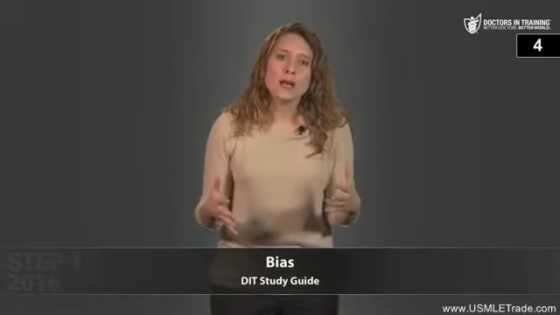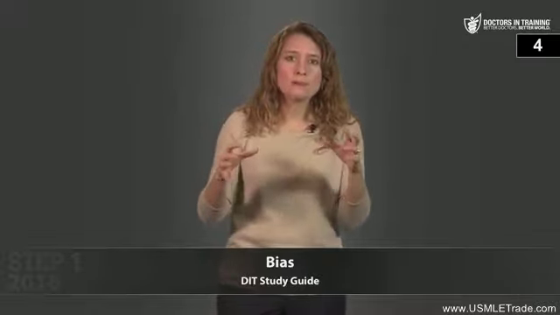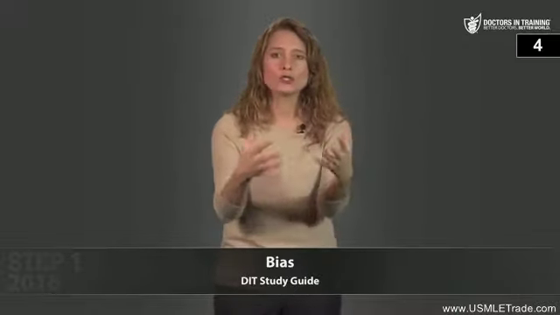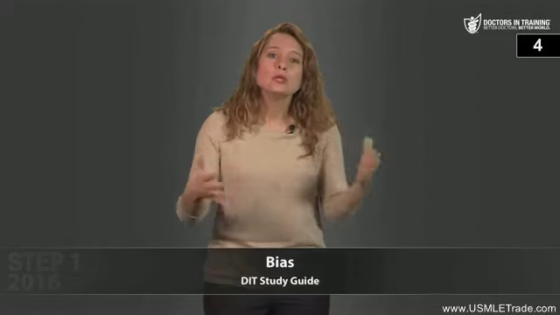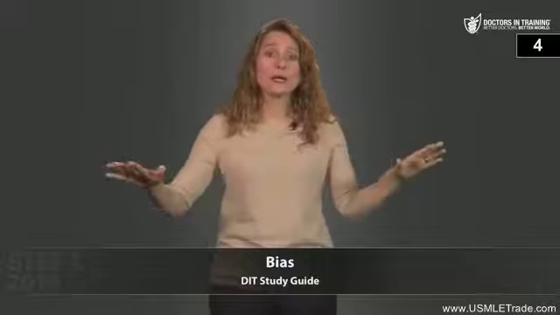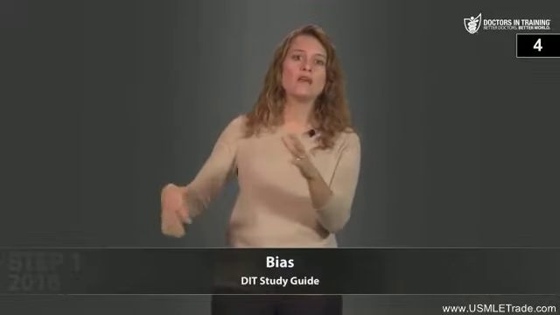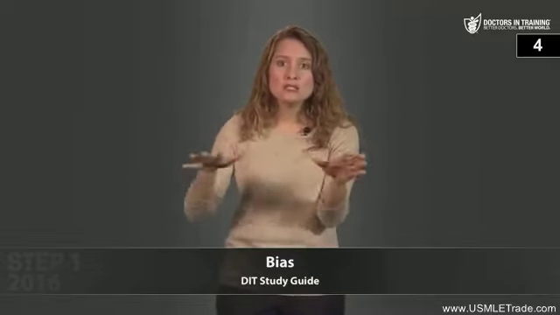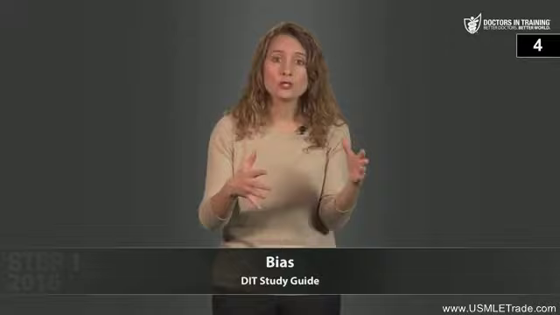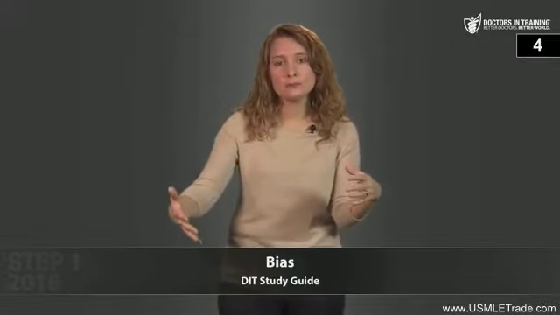Next, procedure bias. Procedure bias occurs when study groups within the same study aren't treated the same. The example in your study guide says the positive benefit of a new drug during a study simply may have been due to the fact that study participants were required to attend clinic monthly, where they received extra disease education and counseling compared with the controls. In order to avoid this, some investigators go to great lengths to try to get the control group in a given study to have the same amount of education, counseling, and medical care as the experimental group so that these variables don't contribute to a false association between the intervention and the desired outcome.